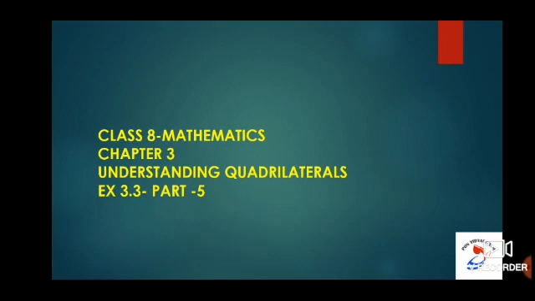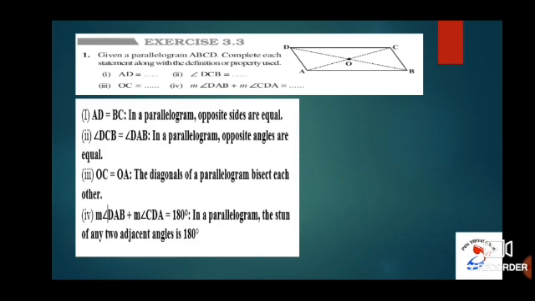This is Chapter 3, Understanding Quadrilaterals. Here we are going to start with exercise 3.3. This will be part 5. Exercise 3.3, question number 1. Given a parallelogram ABCD, complete each statement along with the definition or property used.